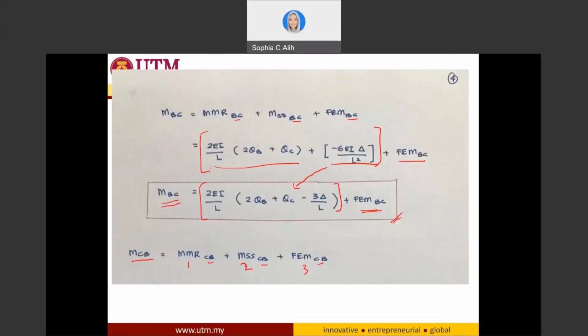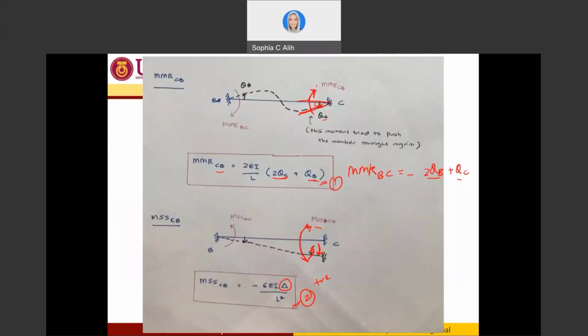Now you can see here, when it is the end moment of BC, it is going to be 2 theta B plus theta C. Now this is always the same. You only have to be careful with the notation of your delta. And this one, FEM, is going to depend on the load condition that you will be given during your example or the question. Okay, so this equation, you can also use it for different spans of your beam.